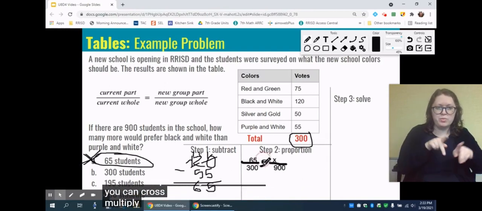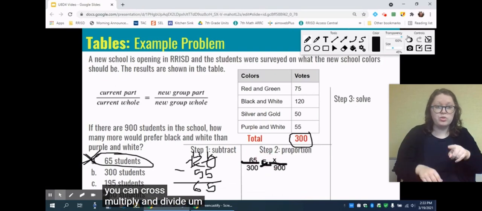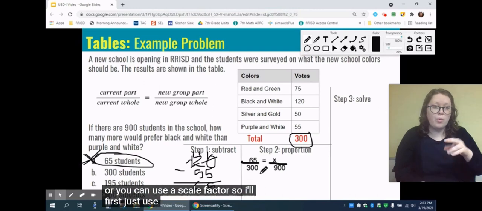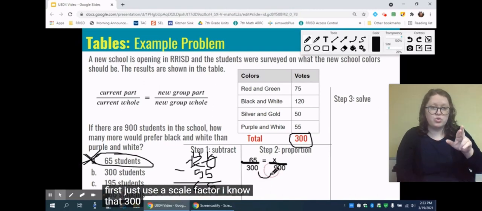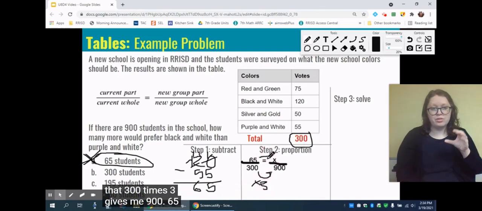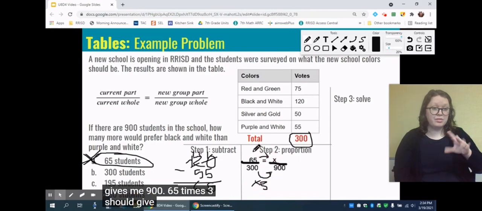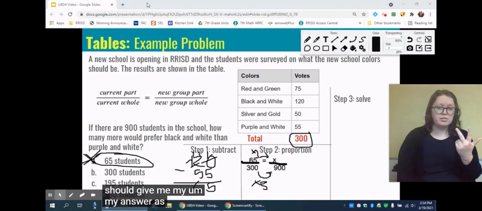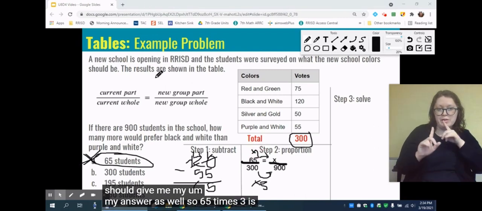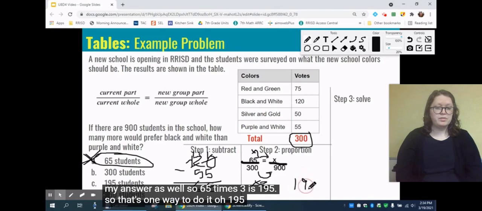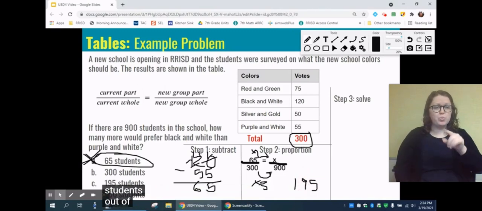You can cross multiply and divide, or you can use a scale factor. So I'll first just use a scale factor. I know that 300 times 3 gives me 900. So 65 times 3 should give me my answer as well. So 65 times 3 is 195. So that's one way to do it. Oh, 195 students out of 900.